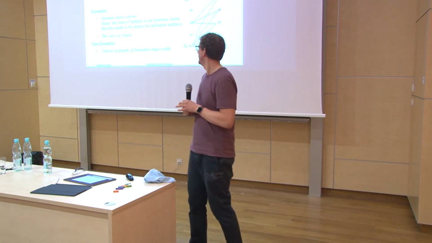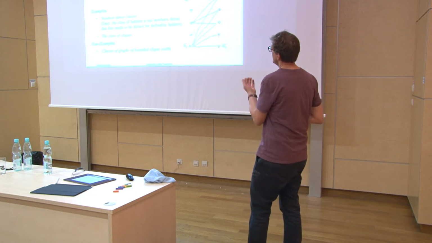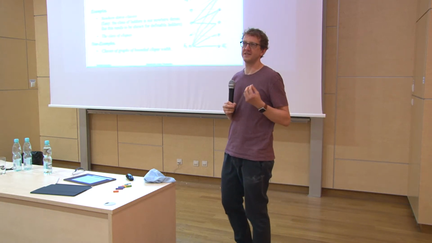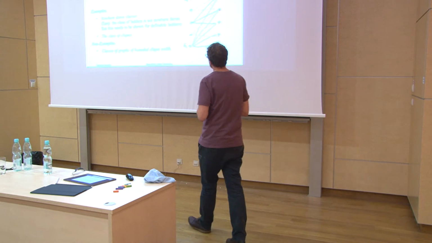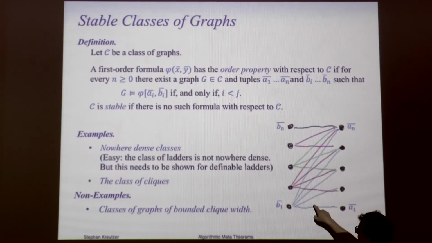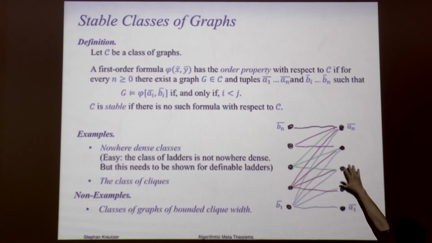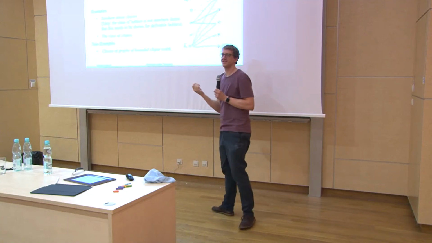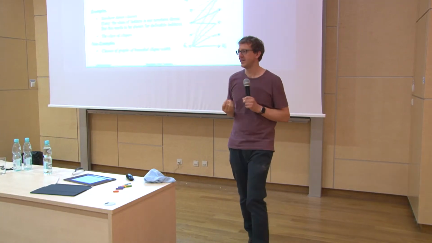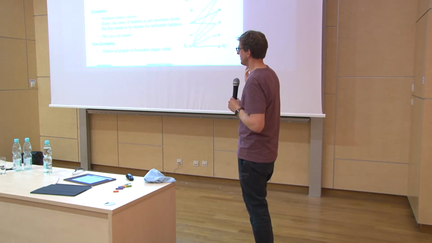And then it's obvious that nowhere dense classes will be stable in this sense, because if you had such a thing, this is a dense graph. You can contract this as a depth 1 contraction, and nowhere dense classes are closed under contracting edges. So you would get a large clique as a depth 1 minor, and you shouldn't get that. Therefore, you can't have this in the class.